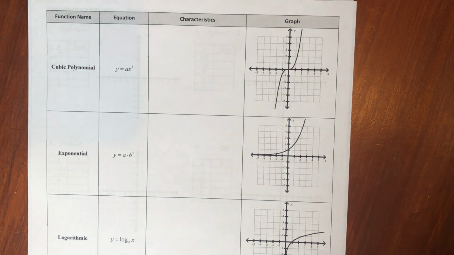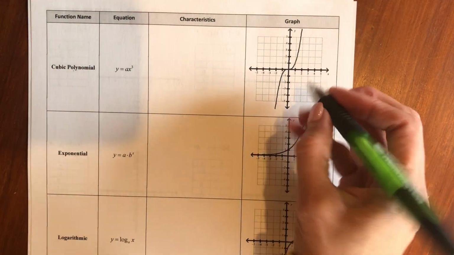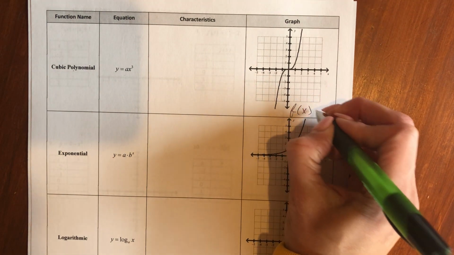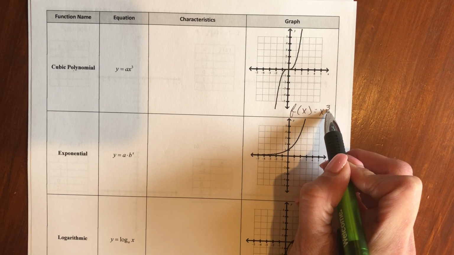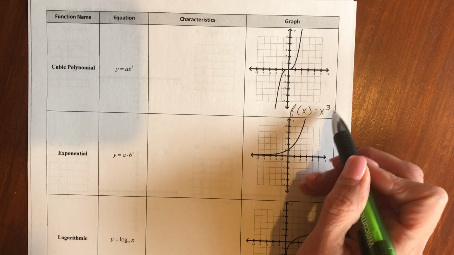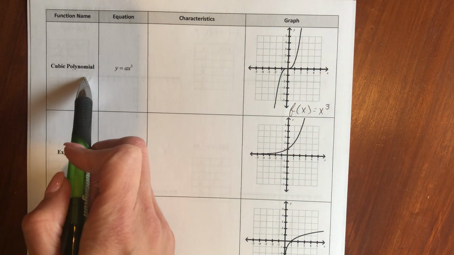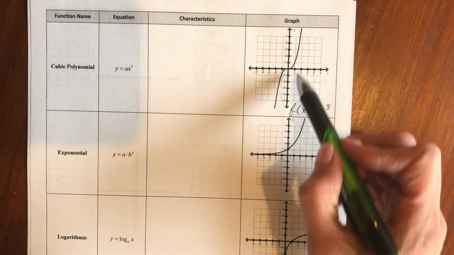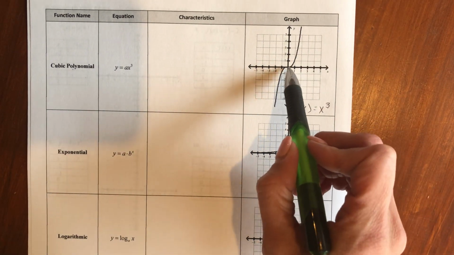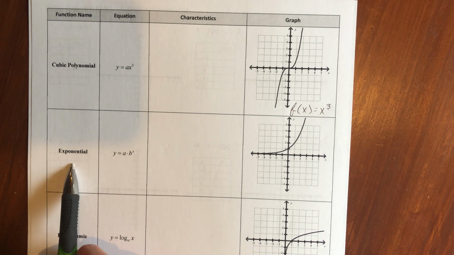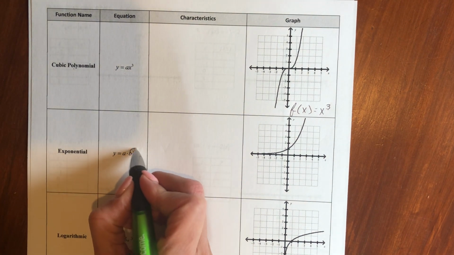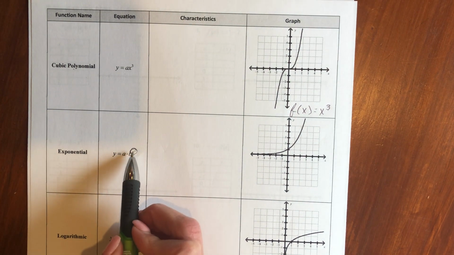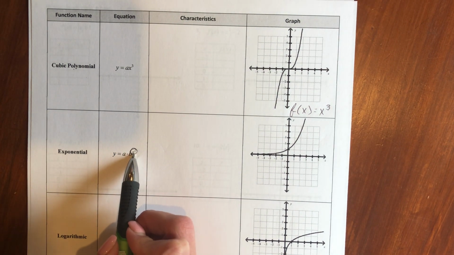Next one, cubic. F of x equals x to the third. To the third is also called cubed, x cubed, or x to the third, and that's a cubic polynomial. This also has symmetry about the origin this time. Exponential. This is when the x is the exponent. Your exponent is your variable x there.